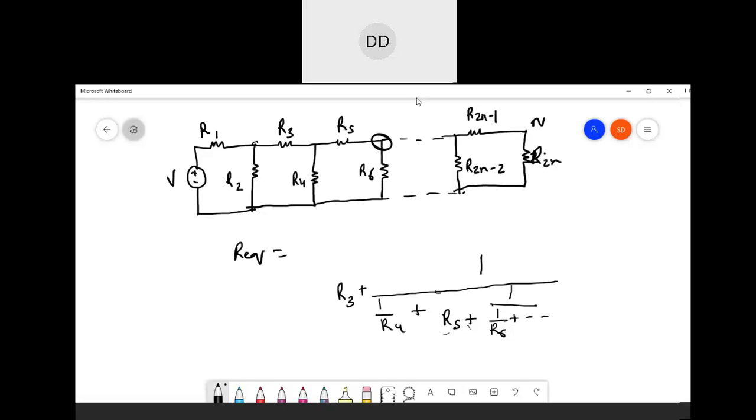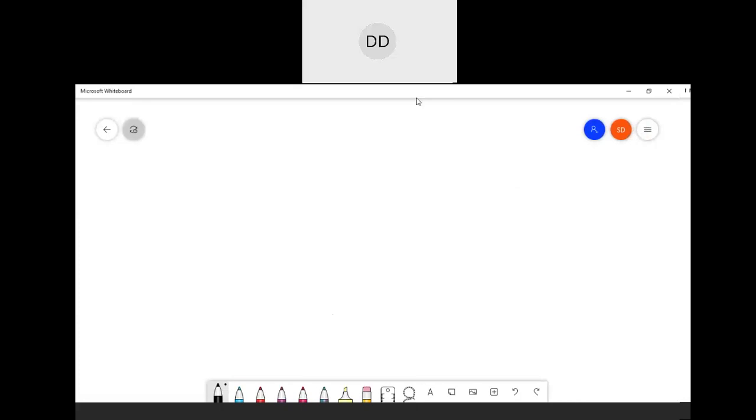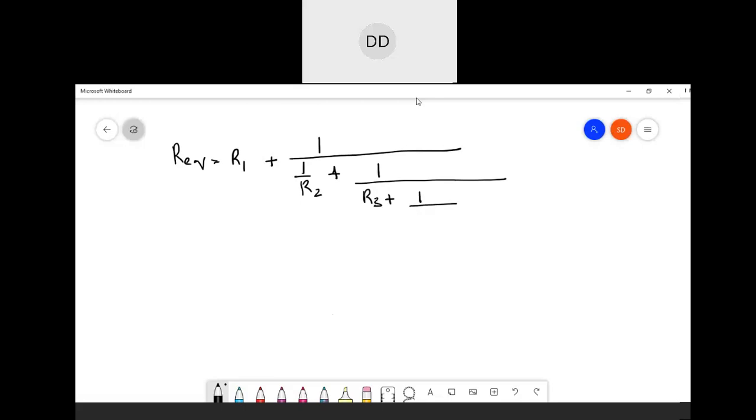This entire network, whatever you have seen till now, is again in parallel with 1 by R2, and this whole network is in series with R1. So in other terms, I can write it like this for understanding purposes. R equivalent is equal to R1 plus 1 divided by 1 by R2 plus the other network, which is 1 divided by R3 plus 1 divided by 1 by R4 plus 1 divided by R5 plus 1 divided by R6 plus 1 divided by R6, and so on and so forth.